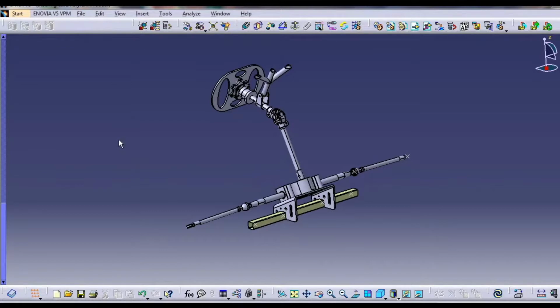With this force, you can find the moment which is generated at the pinion. With this moment which is required to turn the steering wheel, that is M equals F into steering wheel radius. For this you have to know the radius of the steering wheel. This is how we can design a steering system.